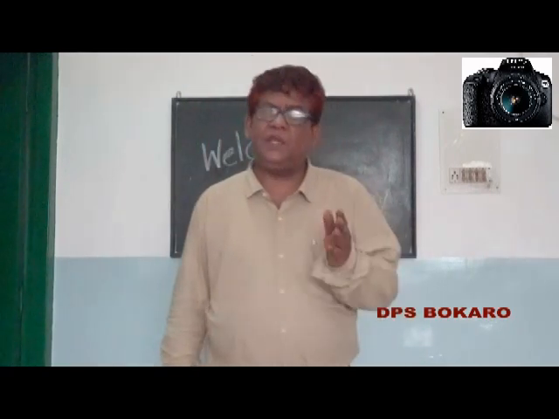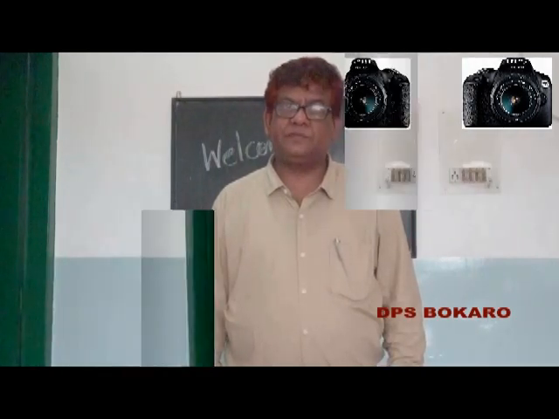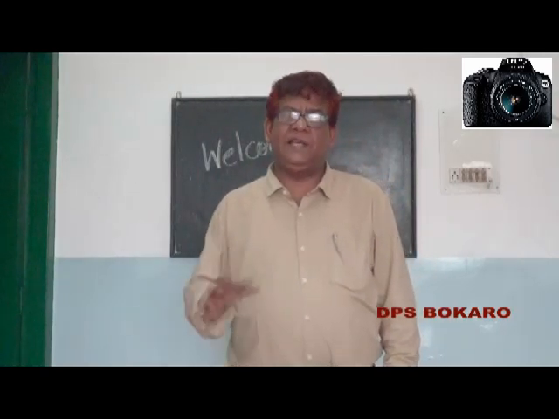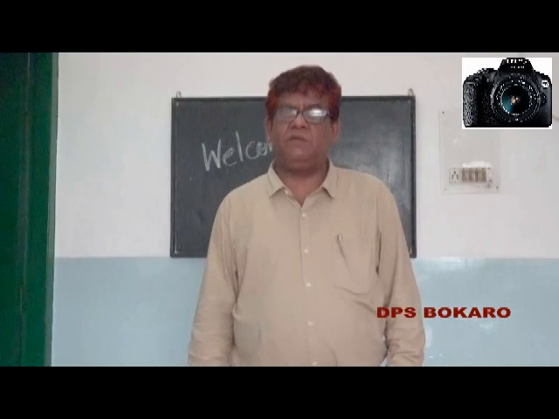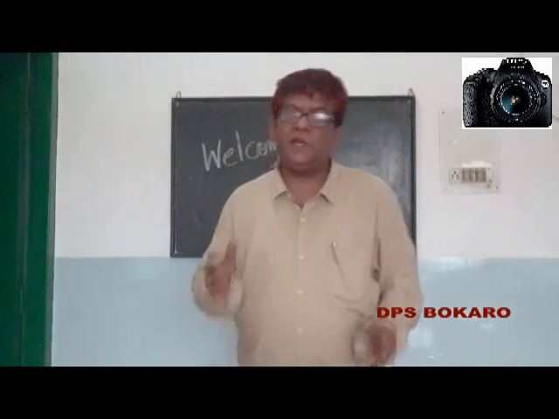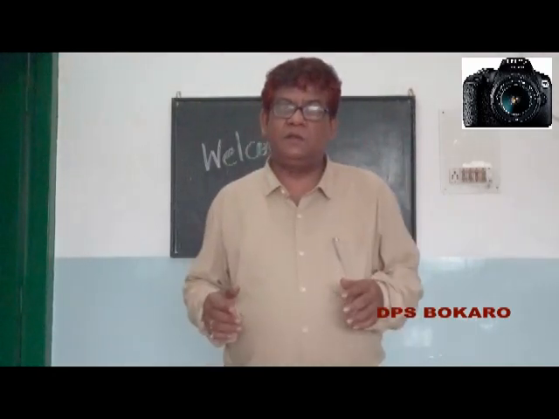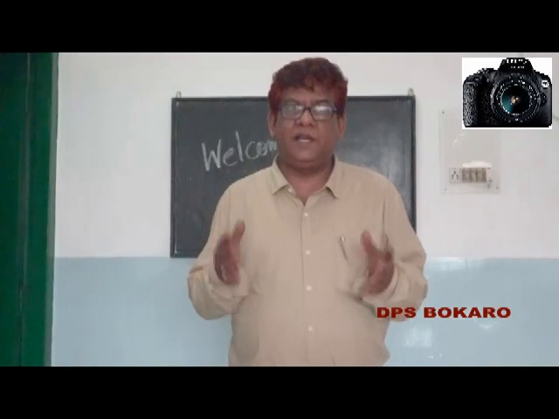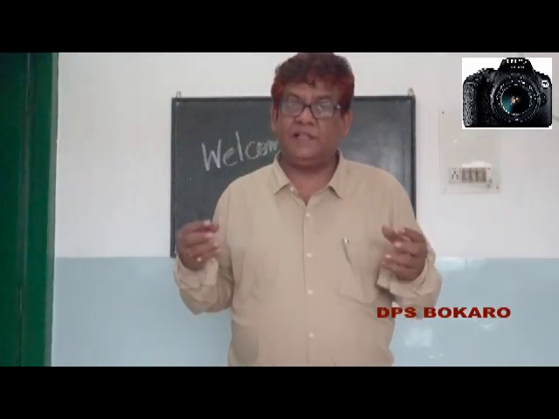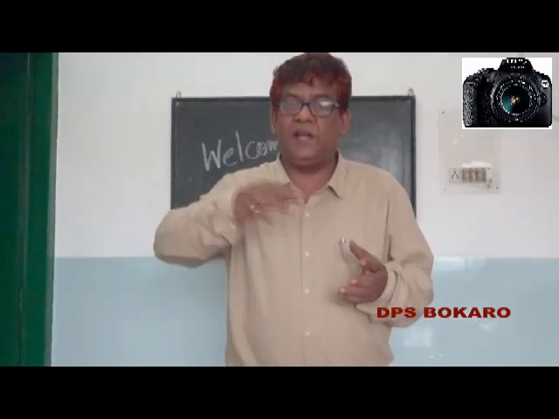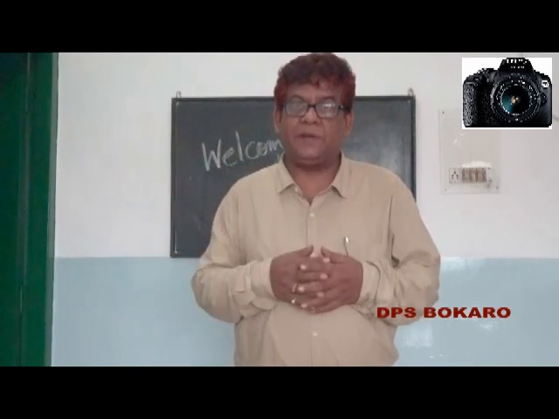Okay, now come to the next. If you are going to click a picture, you need a camera. You can do photography with the help of a mobile phone, but that is also one kind of camera. A camera is basically a box. Inside it there are so many parts, and instructions are followed by the different parts of the camera.